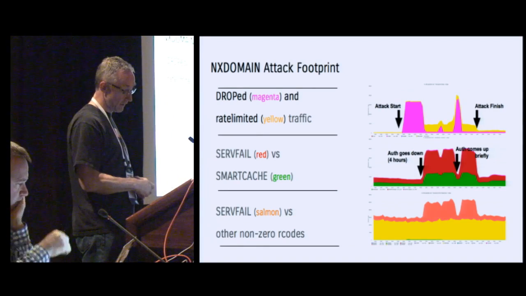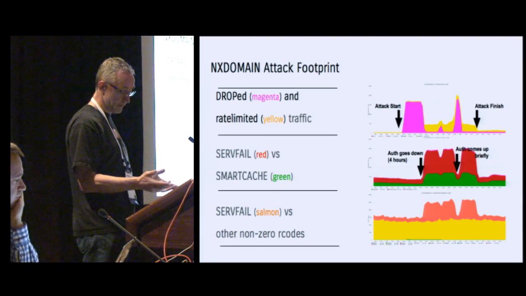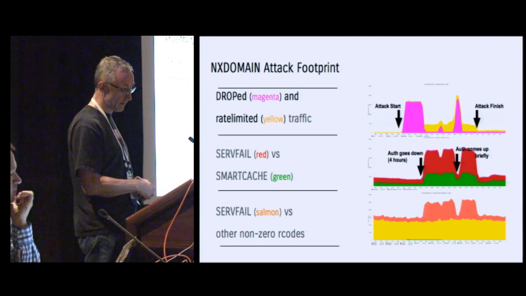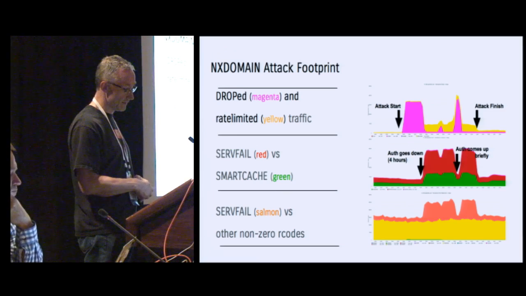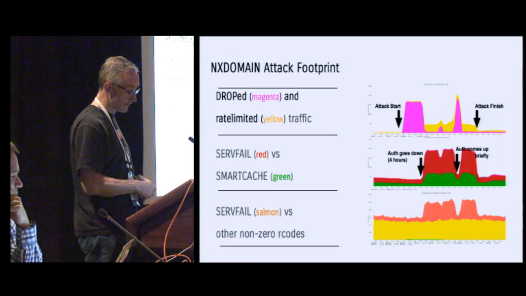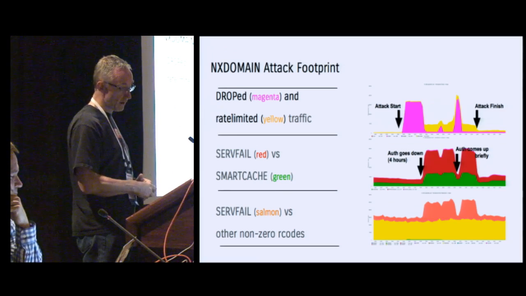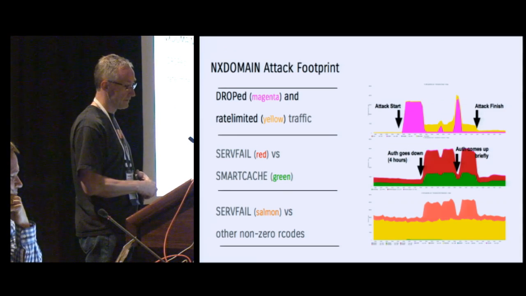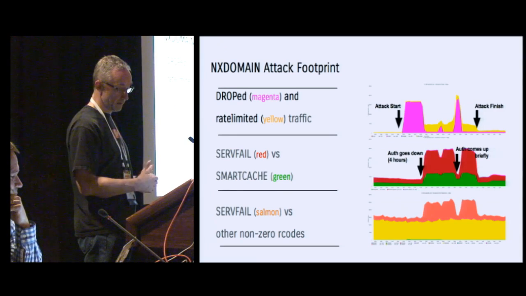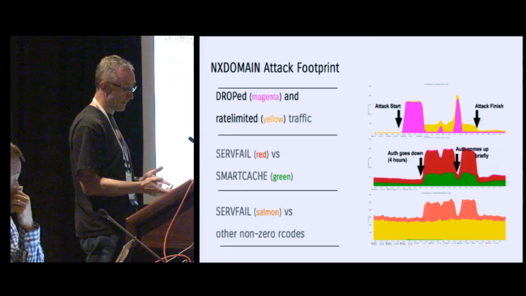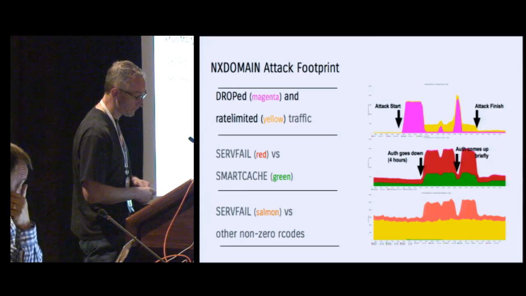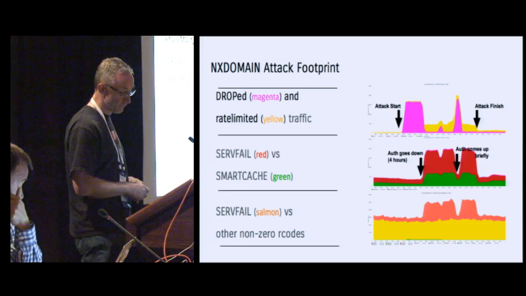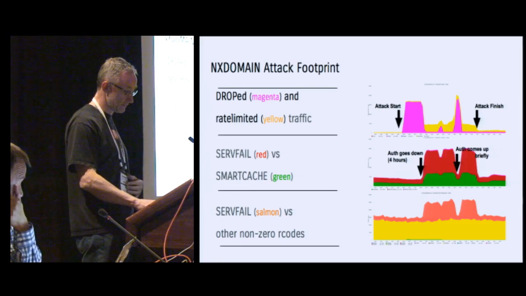So looking at the third graph, you can see just for reference that the salmon color across the top perfectly reflects the serve fails. In fact, it's measuring the same metrics. But the other non-zero R codes, so everything except a zero, were pretty much the same. Yellow is NX domain, and the very thin green stripe across the bottom of that graph is other things like form error and all of the other responses.